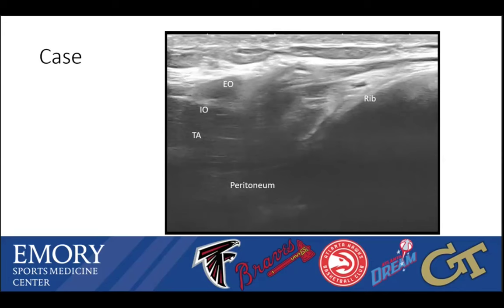Of course, confidence with ultrasound-guided injections is really important for this area. It would be really dangerous to attempt this injection without image guidance, given that the peritoneum is just a short distance deeper than the structure of interest.